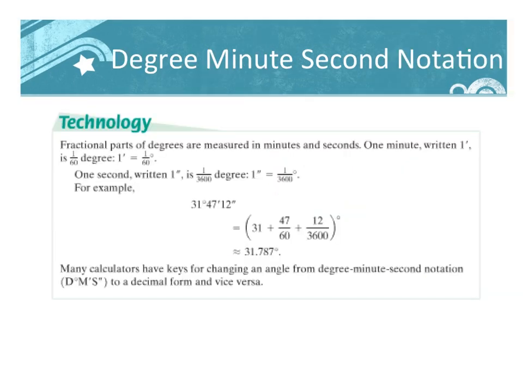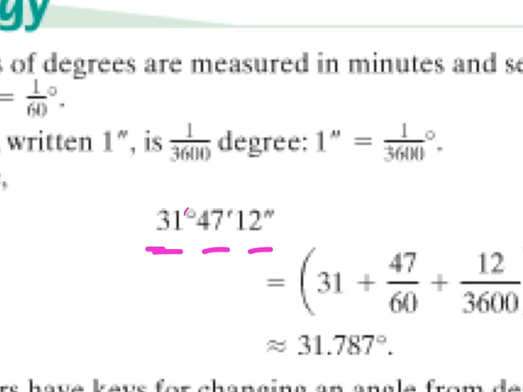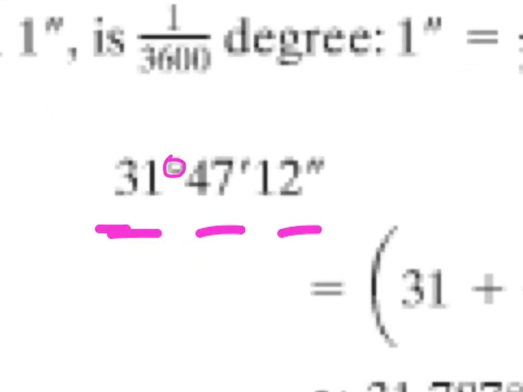Another way to write the measure of an angle is using degree, minute, second notation. So degree, minute, second notation is relative to the circle again. It's broken down into 3 parts: degree, minute, and second. The degree will be in front of the little degree symbol, just like this. The minute would be in front of one single apostrophe symbol, and the second would be 2 tick marks.